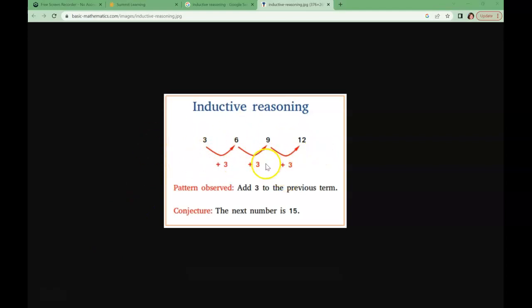Based upon this pattern, we can inductively determine that the next number will be 15, because we have a series of data, and based upon that data, we can determine an outcome. And so inductive reasoning, when actually put into practice, can look like a bunch of things.